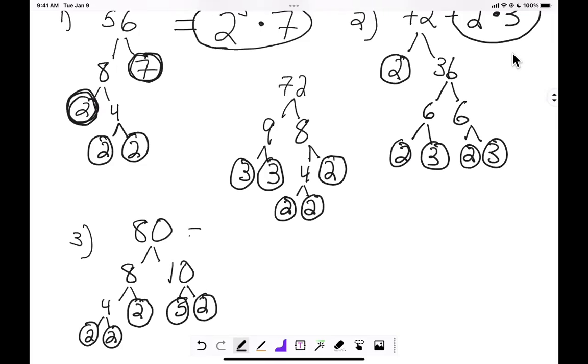And now I can write my answer, and I'm going to go 2's first. How many 2's do I have? I have 1, 2, 3, 4. I have 2 to the fourth times how many 5's do I have? 1. 2 to the fourth times 5.